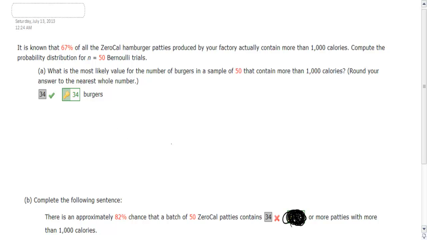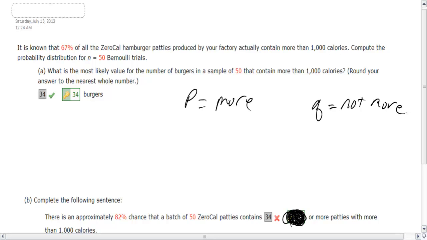But make sure you could also do it using the concept from the section, which was the idea here of Bernoulli trials: either success or failure. So we can define success as one that has more calories, and failure would be the ones that do not, as it is known that 67% of patties produced in the factory contain more than 1,000 calories. So the probability of them having more calories is 0.67, and therefore the probability of them not having more would be 0.33.